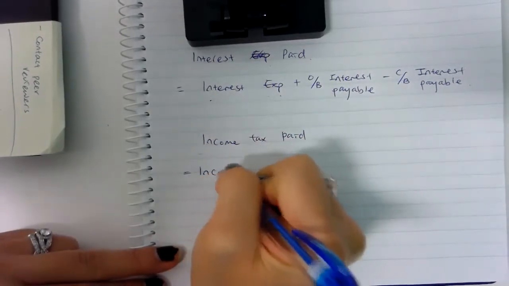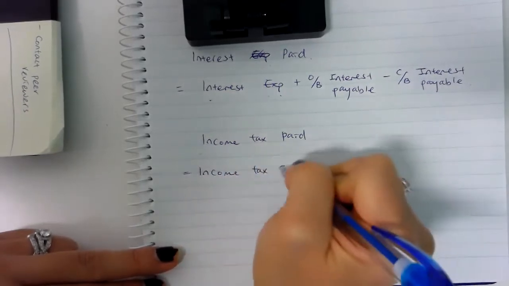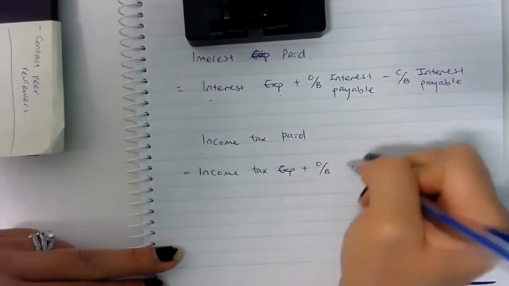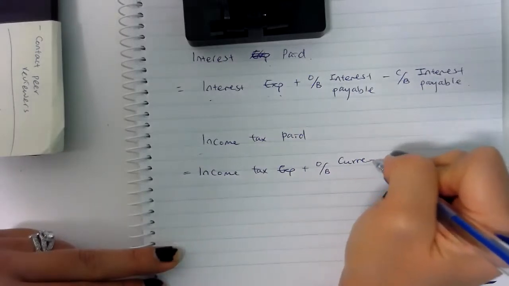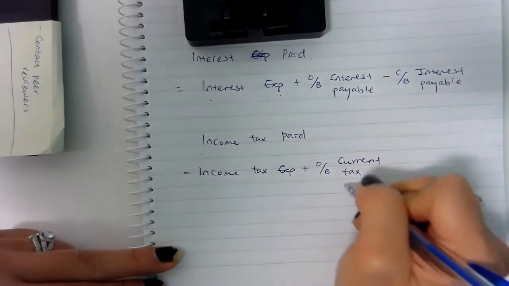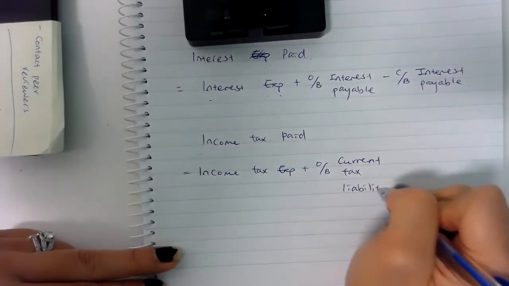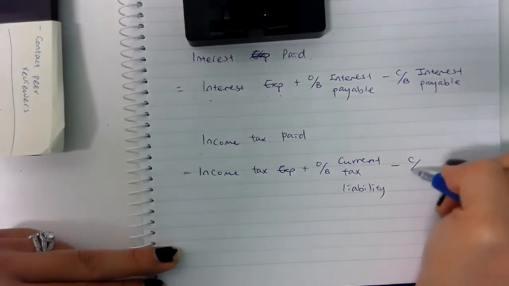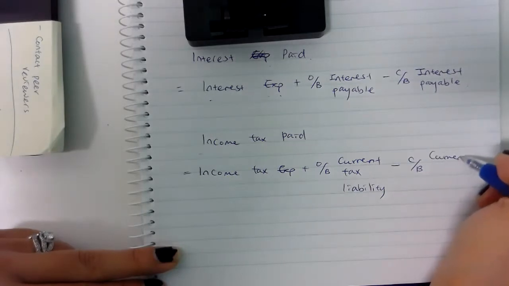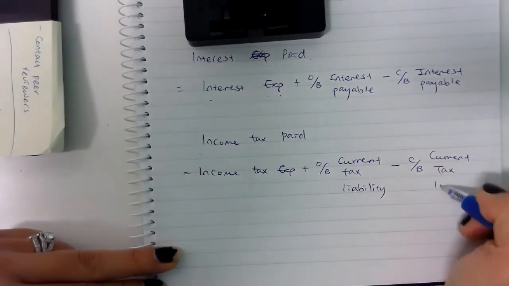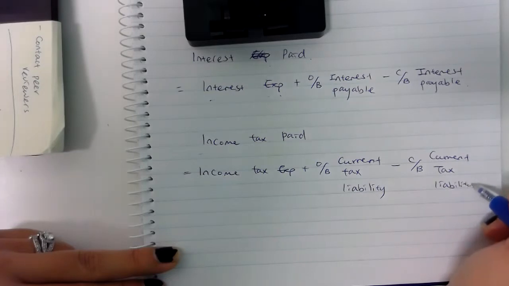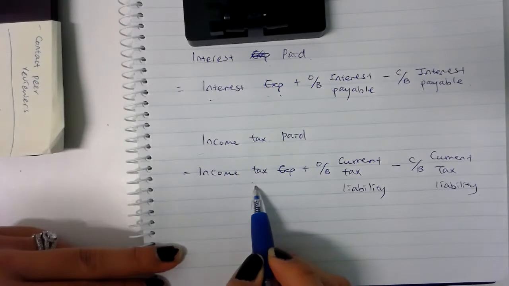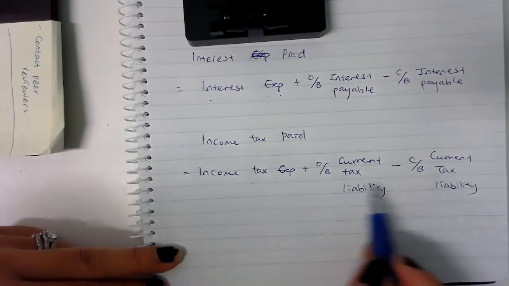So you can get the income tax expense from the income statement, add opening balance of a current tax liability. So essentially that is tax payable. Take away closing balance of current tax liability. So then we can work out how much income tax they paid during the year. So the logic is the same.